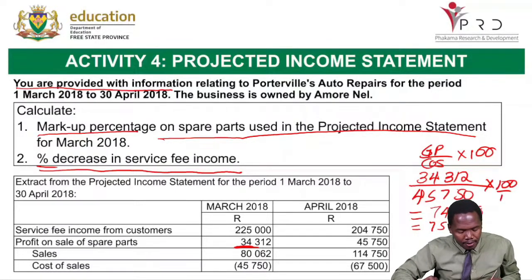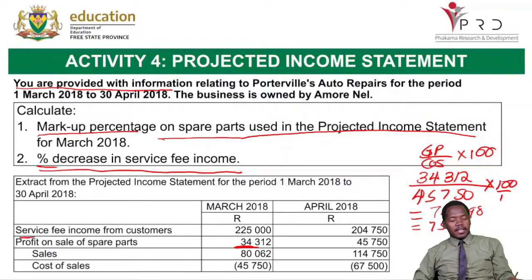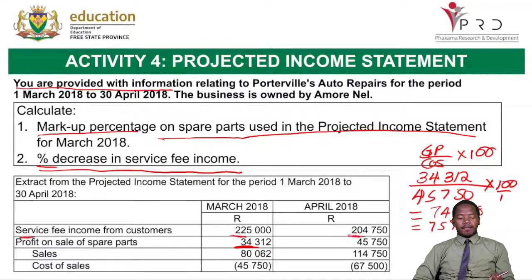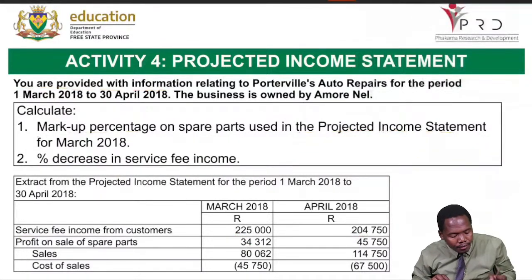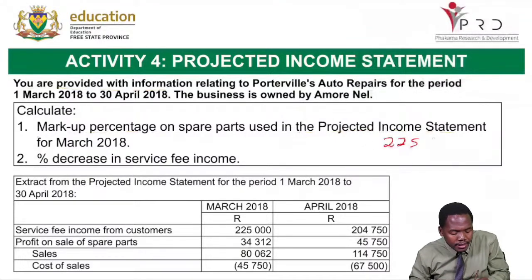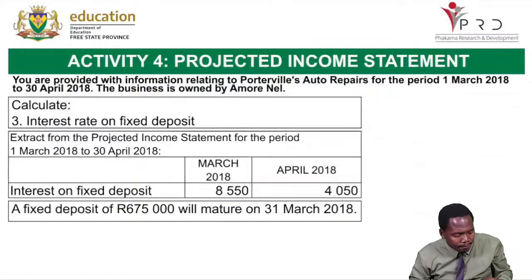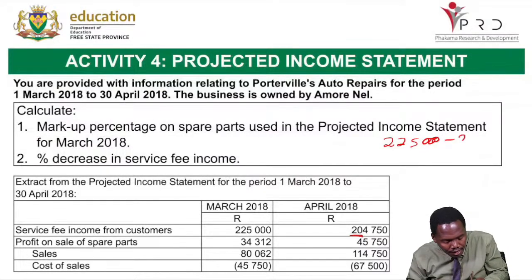And then the other one said we must calculate the percentage decrease in the service fee income. Here's our service fee income. Remember, it's moving from 225,000 to 204,750. So we must get the percentage decrease. We've already done this, so let us look at that again. We take now our 225,000 minus 204,750.